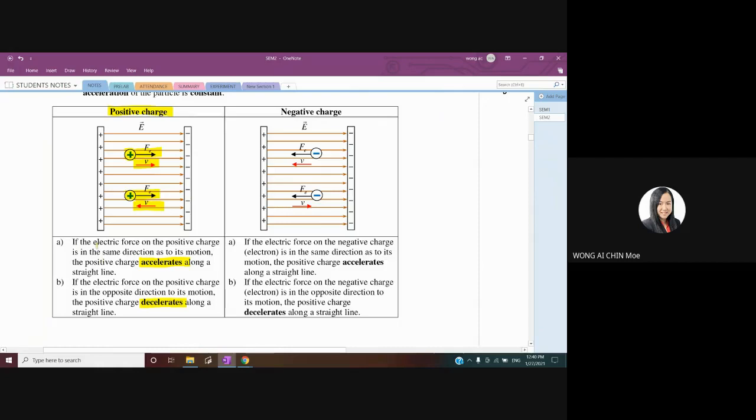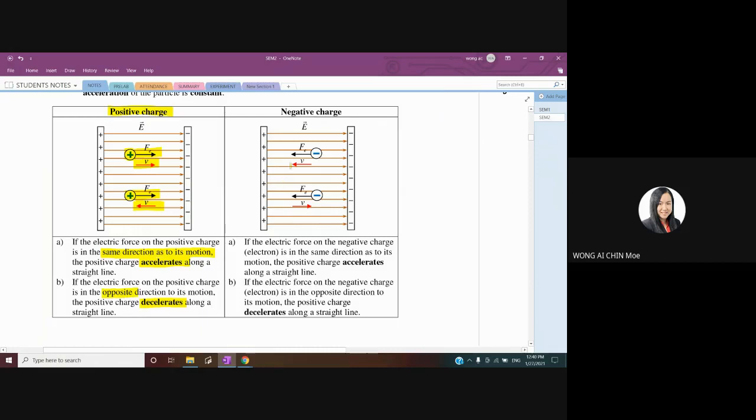So, if the electric force on the positive charge is in the same direction as the motion, it will accelerate. If the electric force on the positive charge is in the opposite direction, it will decelerate.